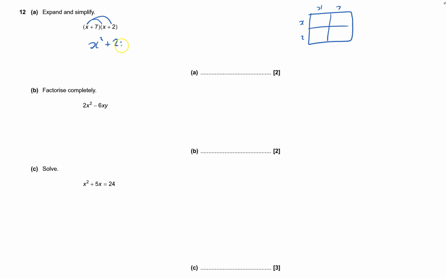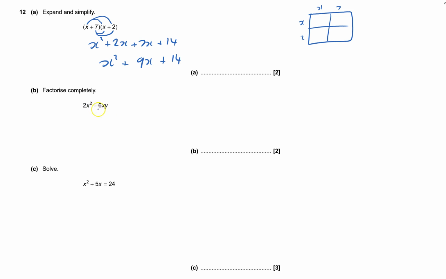That would be plus 2x. But I'm doing it every time I put the line, that's when I work it out. Plus 7x, and then finally plus 7 times 2, that would be plus 14. Got to simplify it. So that'll be x squared plus 9x plus 14.